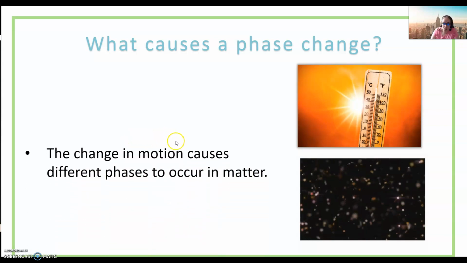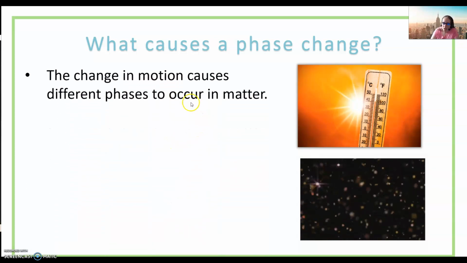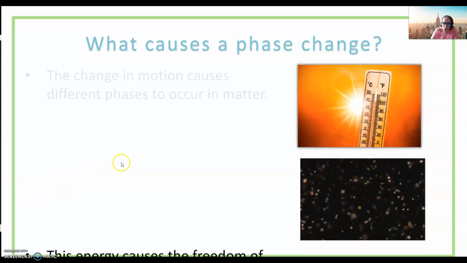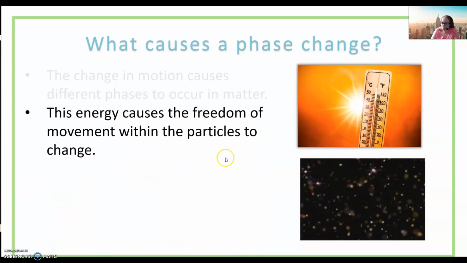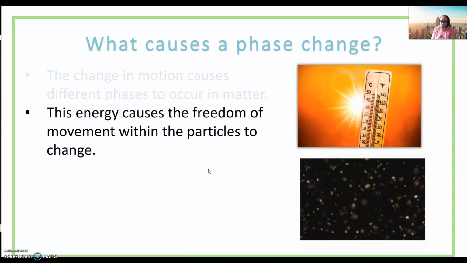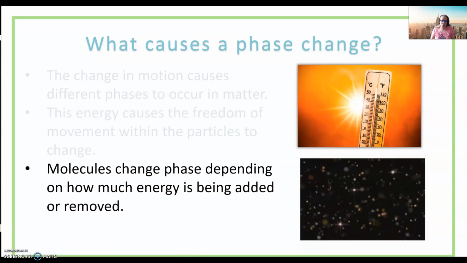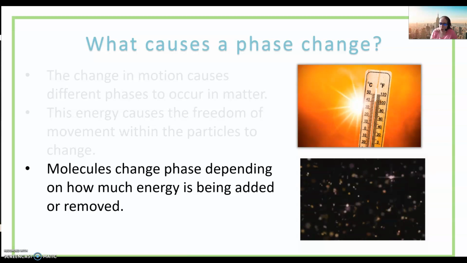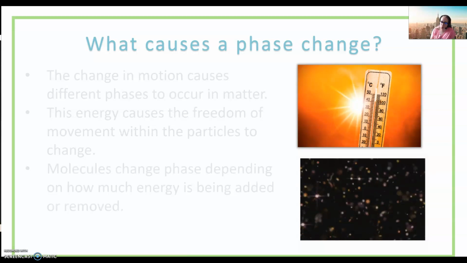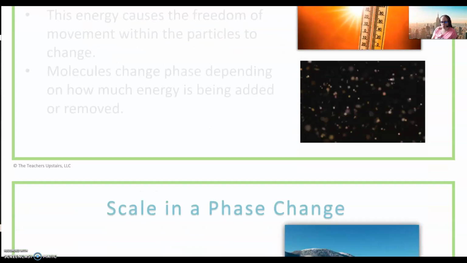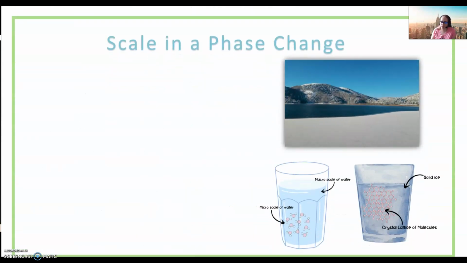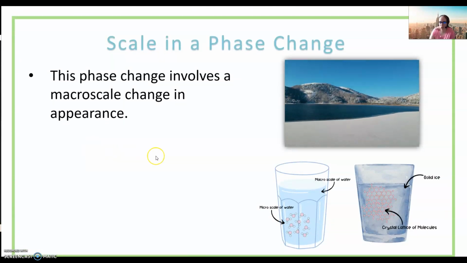What causes a phase change? Let's talk about that. A change in motion causes different phases to occur in matter. This energy causes freedom of movement within the particles, so they're more free to move. Molecules change phase depending on how much energy is being added or removed. So if you add energy, they'll go in one direction. If you take away energy, they'll go in the other direction of phase change.